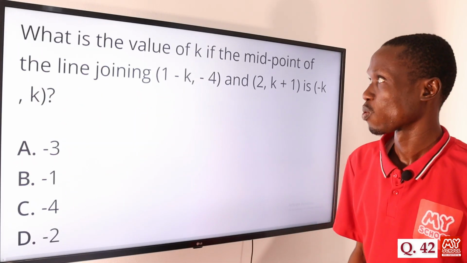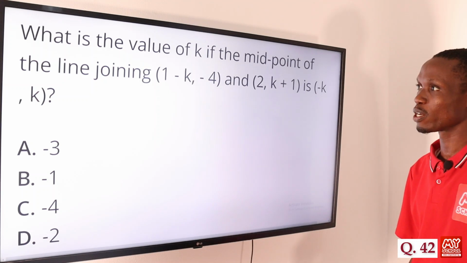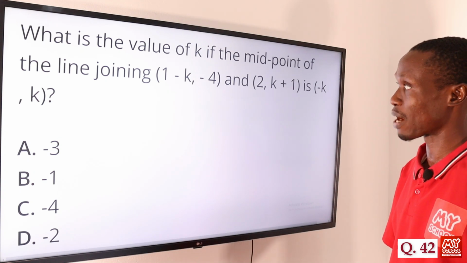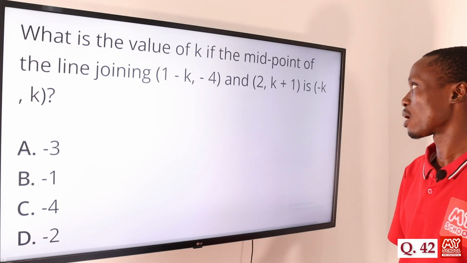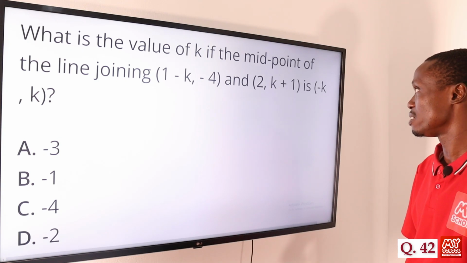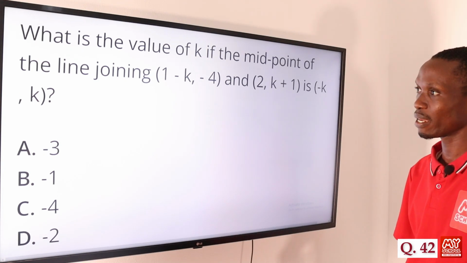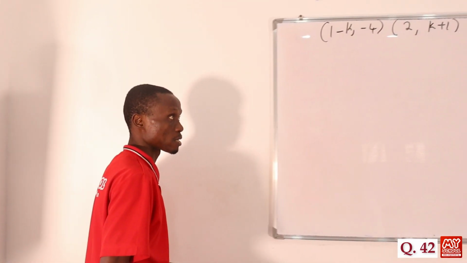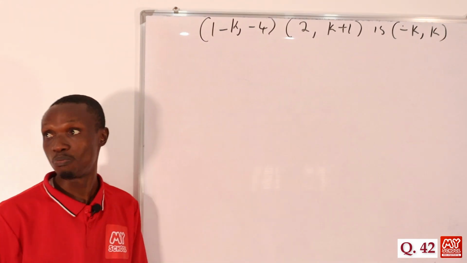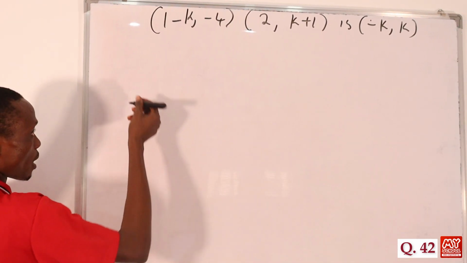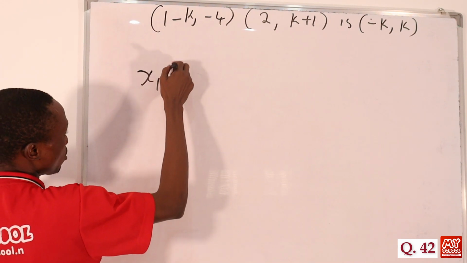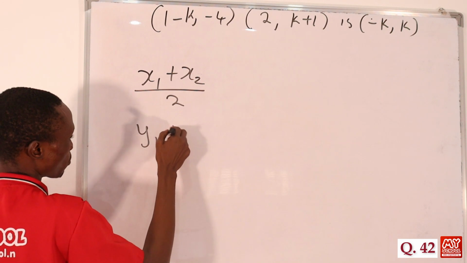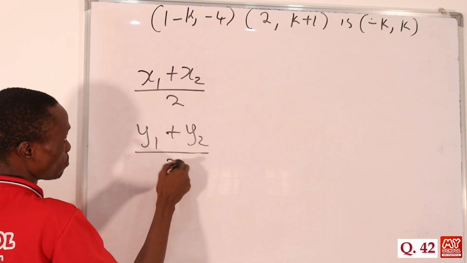Question 42. What is the value of k if the midpoint of the line joining (1 minus k, minus 4) and (2, k plus 1) is (minus k, k)? So let's move over to the board to provide answer to this question. Now remember that the formula for calculating the midpoint of any given line is given as (x1 plus x2) divided by 2, or (y1 plus y2) divided by 2.